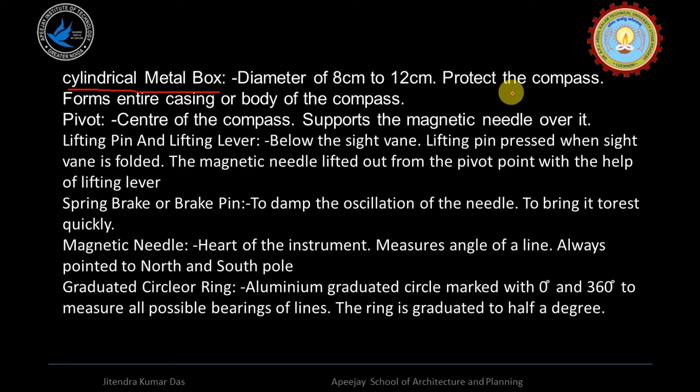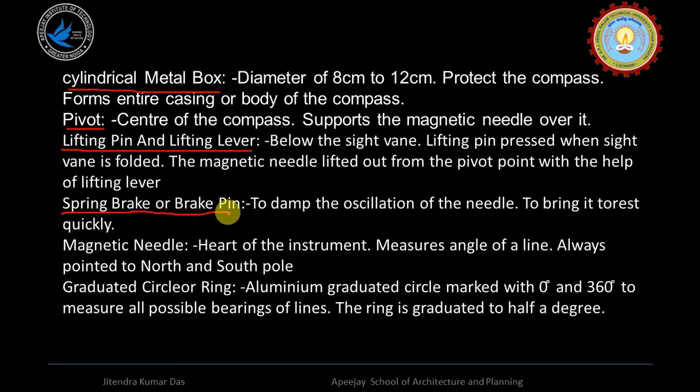Diameter of 8 centimeter to 12 centimeter, it protects the compass, either the casing or body of the compass. Then the pivot, at the center of the compass, supports the magnetic needle over it. Lifting pin and lifting lever: below the sight vane, the lifting pin is pressed when the sight vane is folded. The magnetic needle is lifted out from the pivot point with the help of the lifting lever.